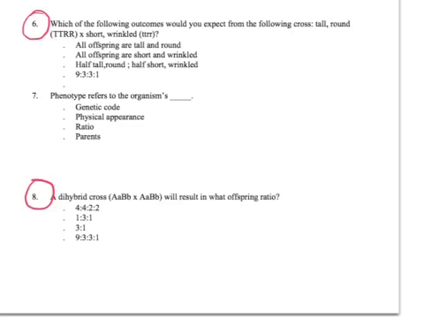The phenotype refers to the organism's what? Very simple question. Physical appearance. Okay, no big deal with this question. So now we move on to the big fellas, which is question 6.